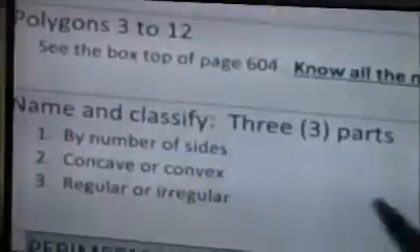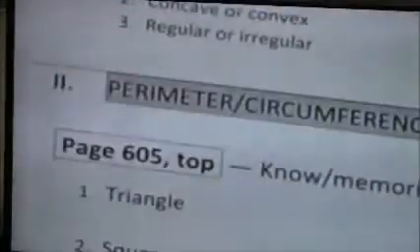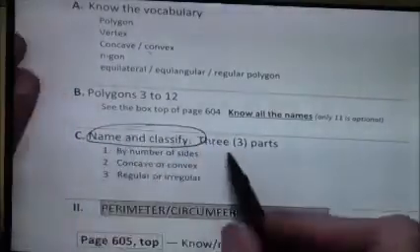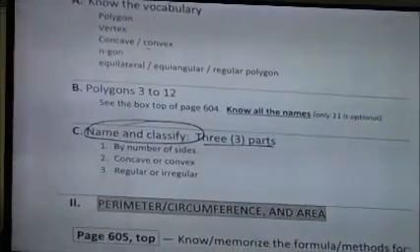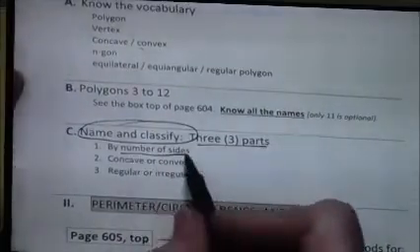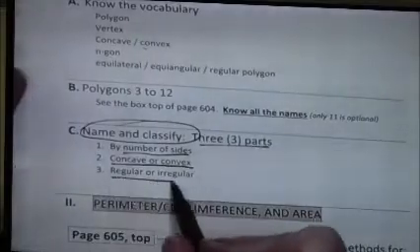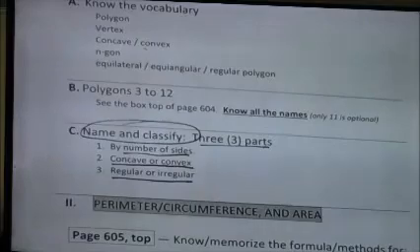Okay, and now I want to talk about this one. When I say name and classify, there are 3 parts to that. You have to do it based on the number of sides, based on whether it's concave or convex, and regular or irregular. So I'm going to put a couple of examples up here. Let's see if we get a couple that I had drawn up myself already.